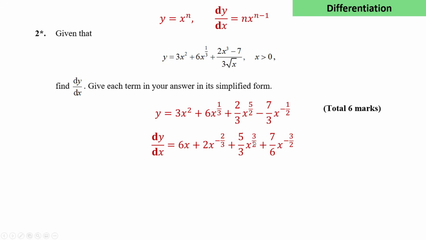We'll reduce 5 over 2 by 1 to give 3 over 2. And finally, here we'll multiply by the power minus a half to give us plus 7 over 6. Reduce it by 1, so the power becomes minus 3 over 2.